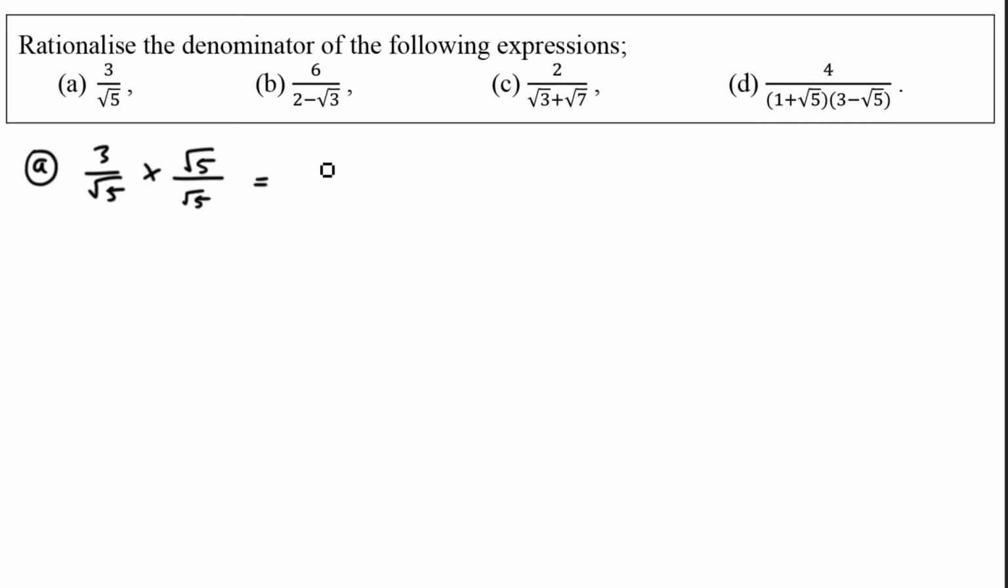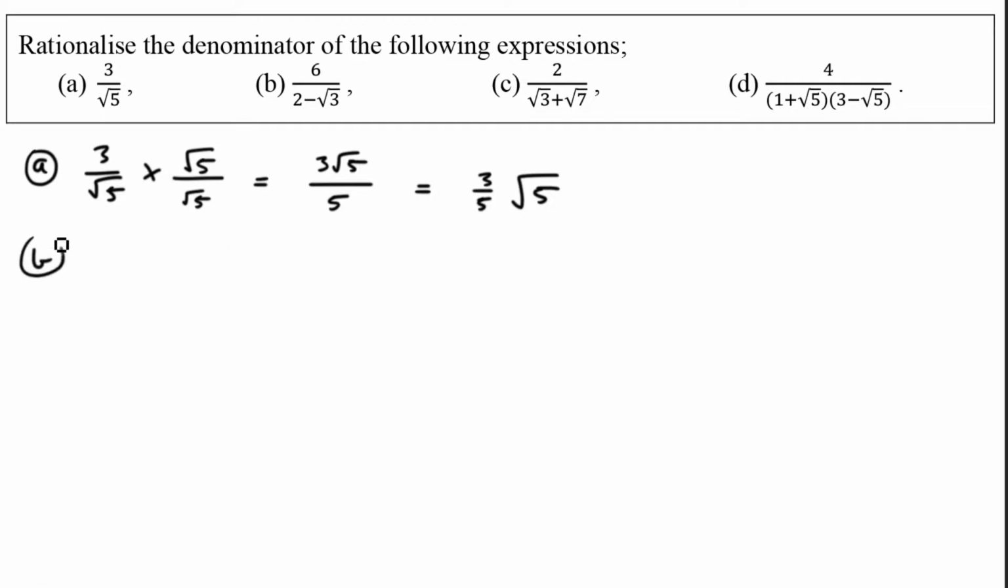Doing the fraction multiplication, we have 3 root 5 on the numerator and root 5 times root 5, which is 5, on the denominator. We have rationalized the denominator of that fraction. It's also completely okay to write that as 3/5 of root 5. Either of those forms is an acceptable final answer.